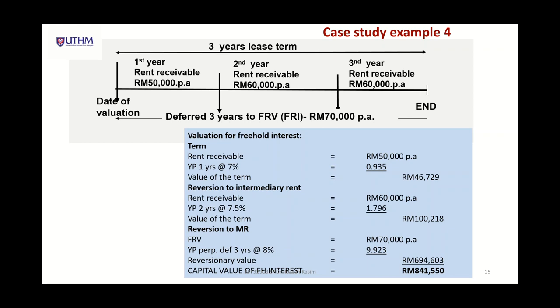Of course, we have three steps in doing the valuation. First, we look at the value of the term. For the first term, the first year rent receivable is 50,000. So the YP for 1 year is 7,000, and we have the value of the term for the first year as 46,000. And then we go to the second year.